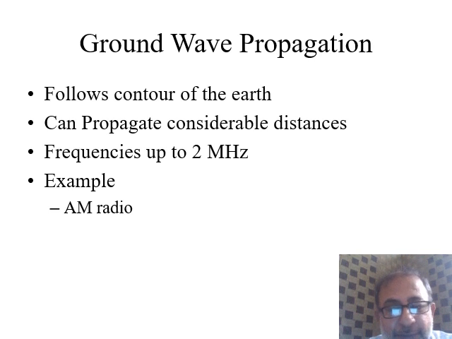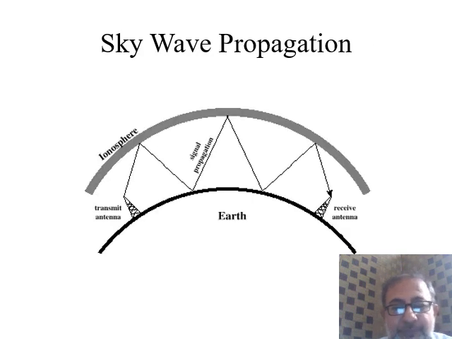A famous example of this type of propagation is amplitude modulation radio, AM radio. What happens is that the ground wave follows the contour of the earth. It can propagate considerable distances. The second mode of propagation is the sky wave propagation.